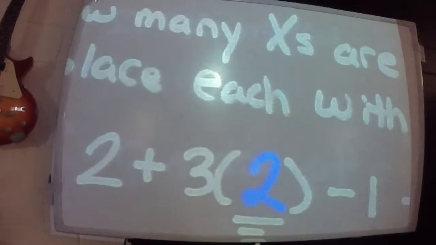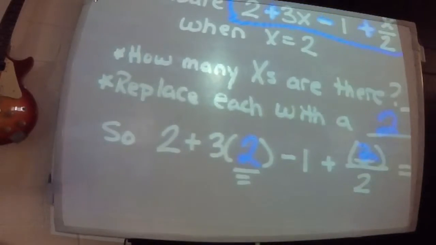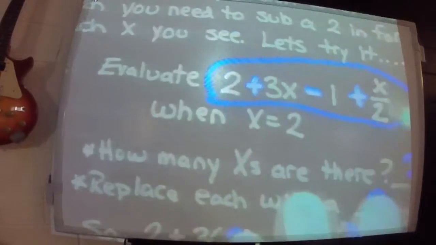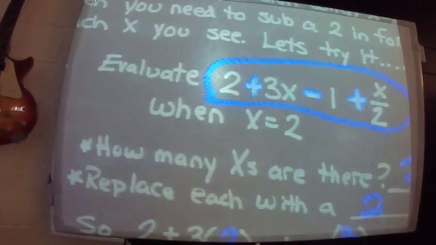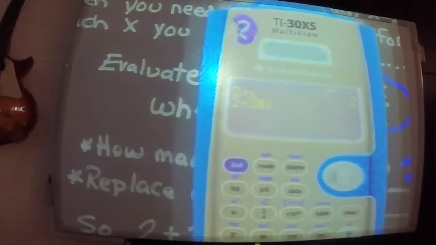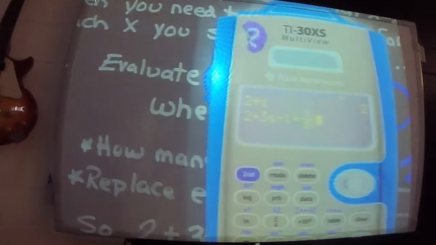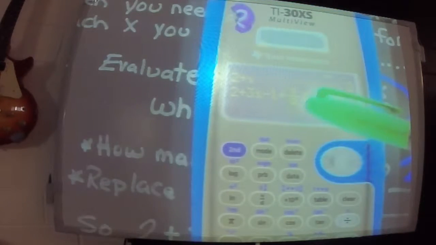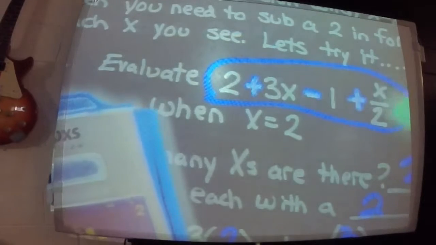And then I'm going to put this expression in. Put this expression in just like it looks with the x's and everything. So it's 2 plus 3x minus 1 plus. So now that expression, after I've stored, looks the exact same right here.